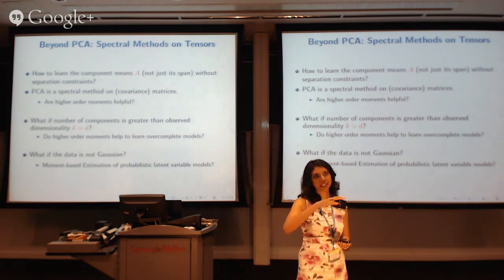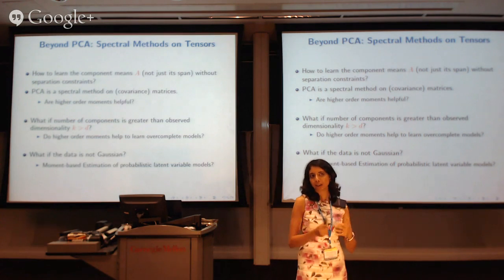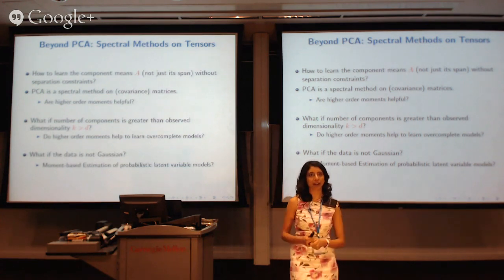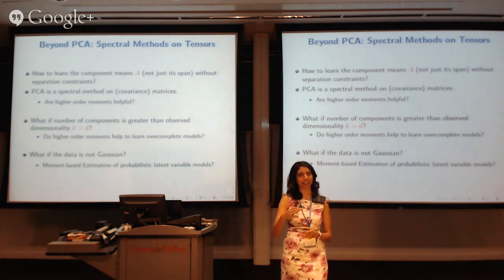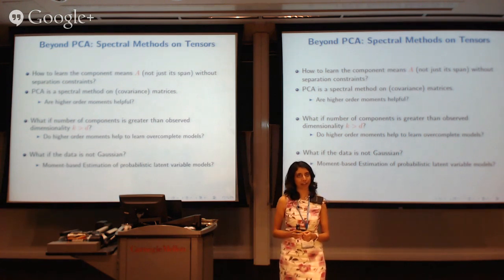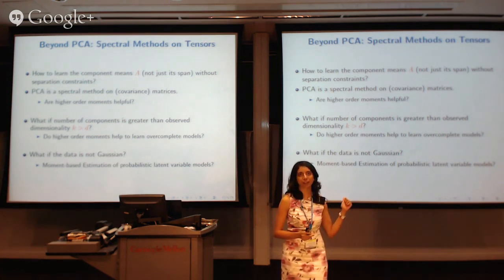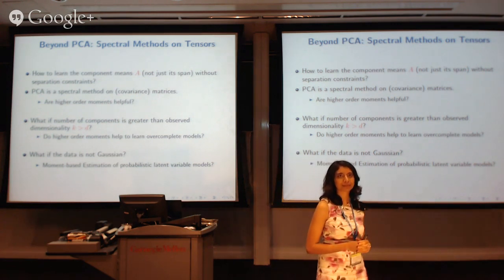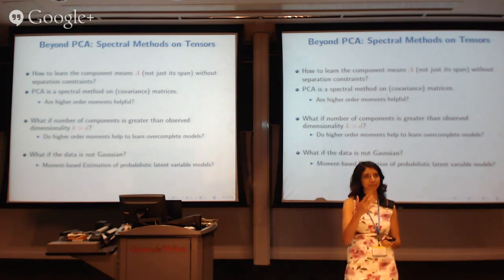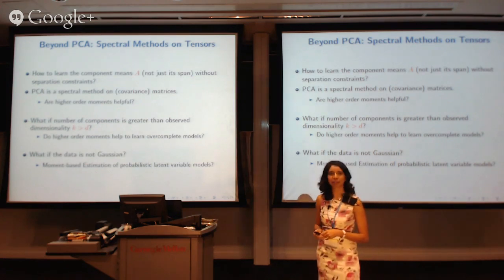Right, and in the case when there is rank deficiency, you wouldn't be able to identify it beyond just getting the span of those components, unless you have more information. And potentially the higher order moments can help there as well, right? But just with PCA you cannot go beyond that, right? Okay. Any other questions?